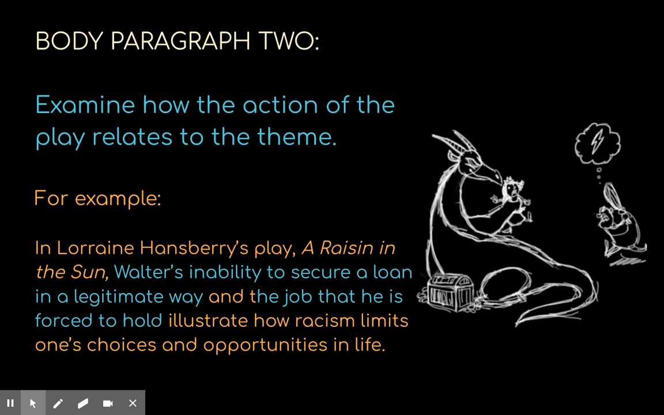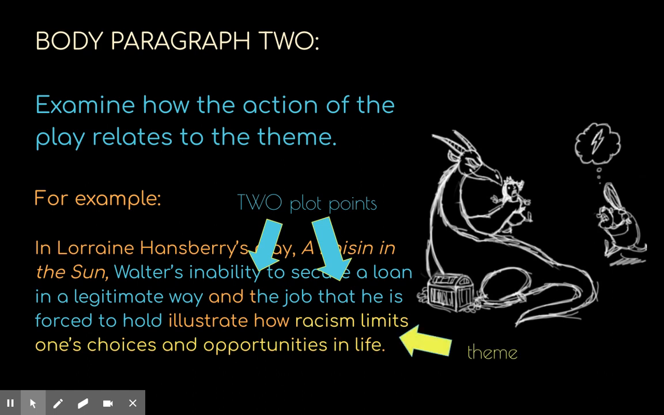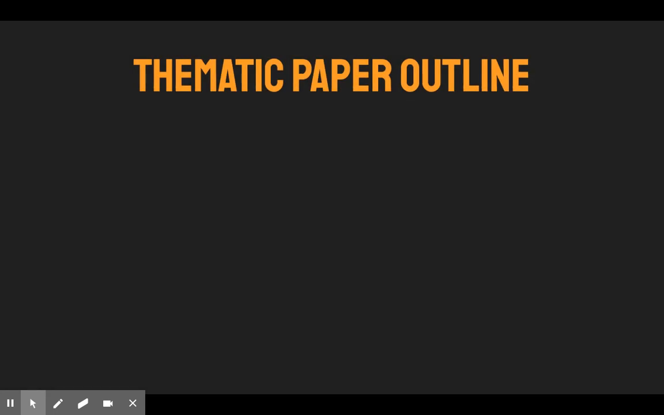So, for example, in Lorraine Hansberry's play A Raisin in the Sun, Walter's inability to secure a loan in a legitimate way and the job that he is forced to hold illustrate how racism limits one's choices and opportunities in life. So you'll notice that I had two plot points to connect to my theme. So then those two plot points, that's where I will pull the textual evidence to explain those.